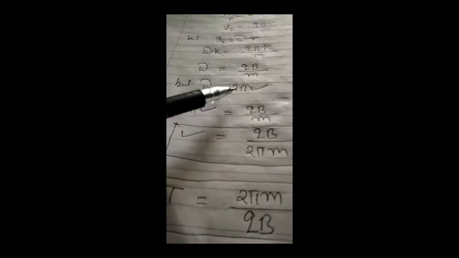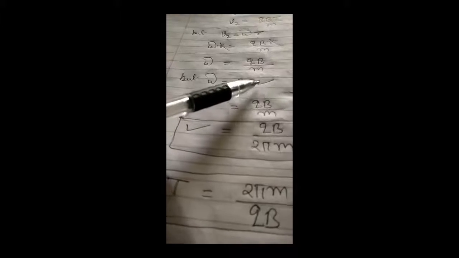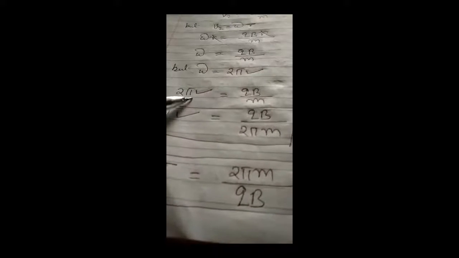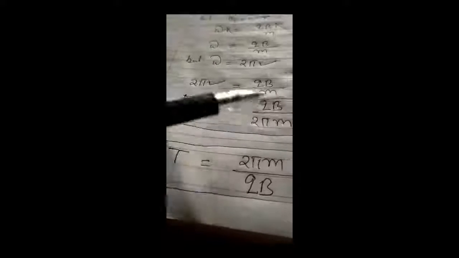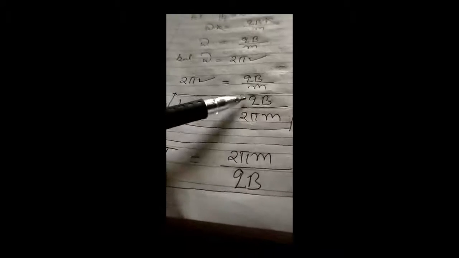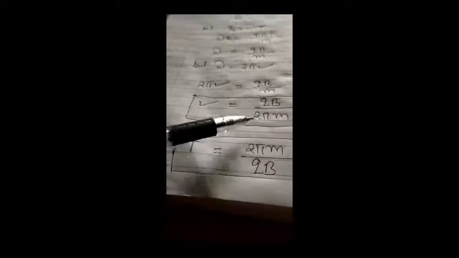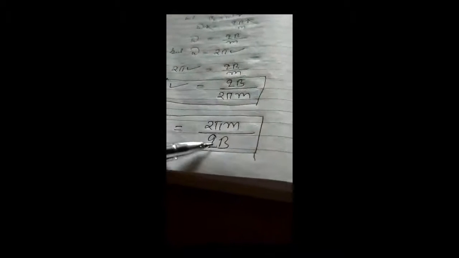But omega, angular velocity, will be equal to 2 pi nu. Nu is frequency, so therefore 2 pi nu is equal to q B upon m. This 2 pi is cross multiplied, so nu will be equal to q B upon 2 pi m, and the reciprocal of frequency is time period, so therefore time period will be equal to 2 pi m upon q B.